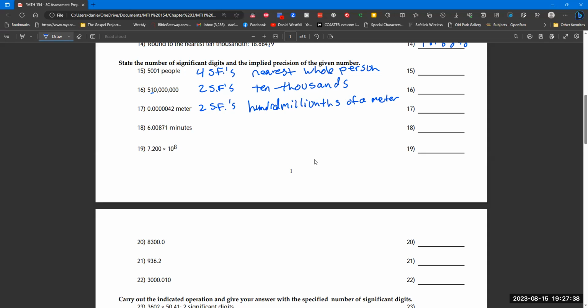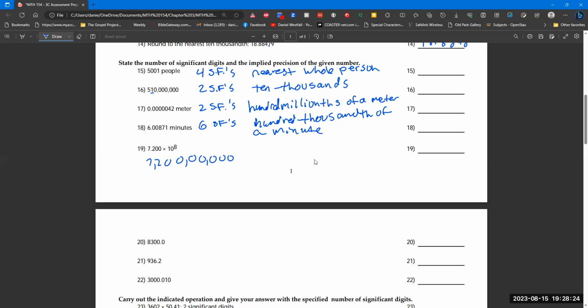All right, this one has 1, 2, 3, 4, 5, 6 significant figures, and it's measured to the nearest hundred-thousandth of a minute. Thousandth of a minute. It's really small, right? And then this one is pretty big. If we look at this in standard form, it's probably going to help us. 2, 3, 4, 5.